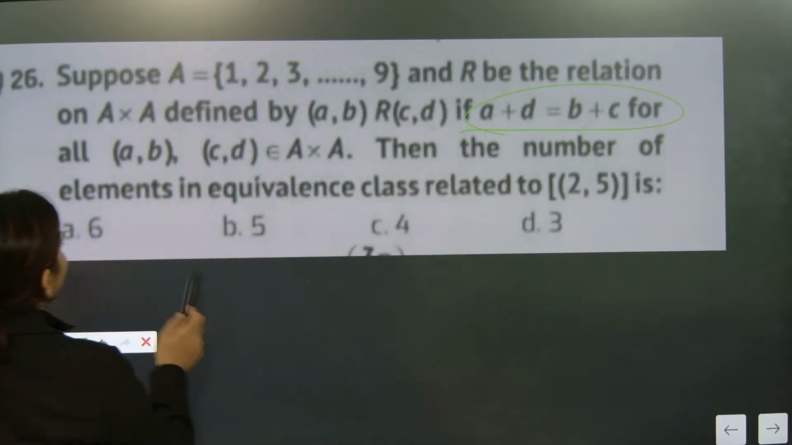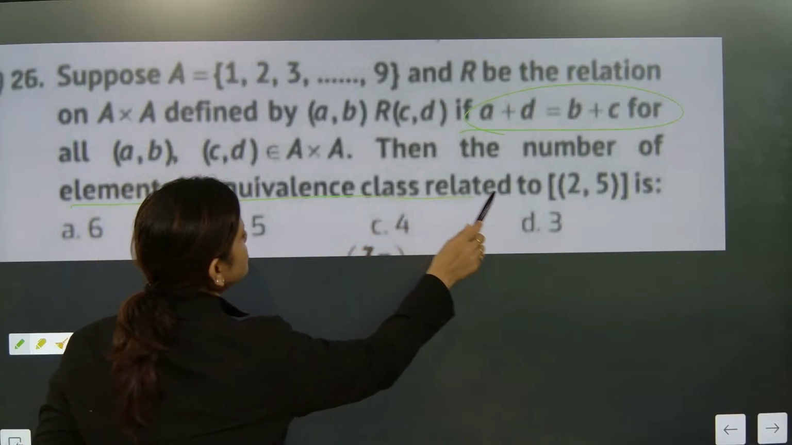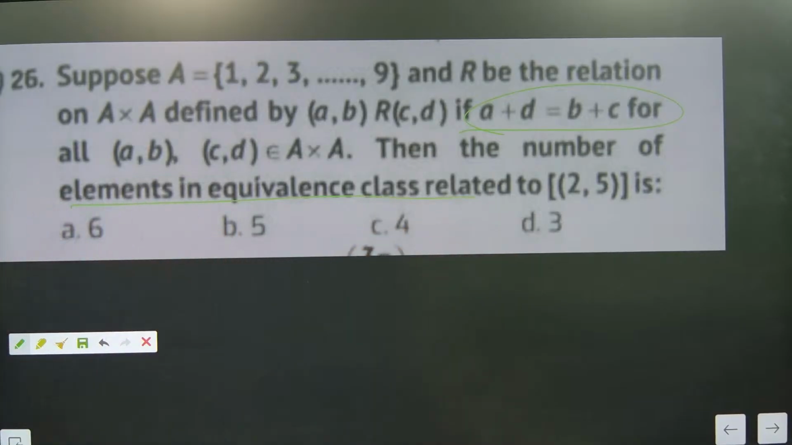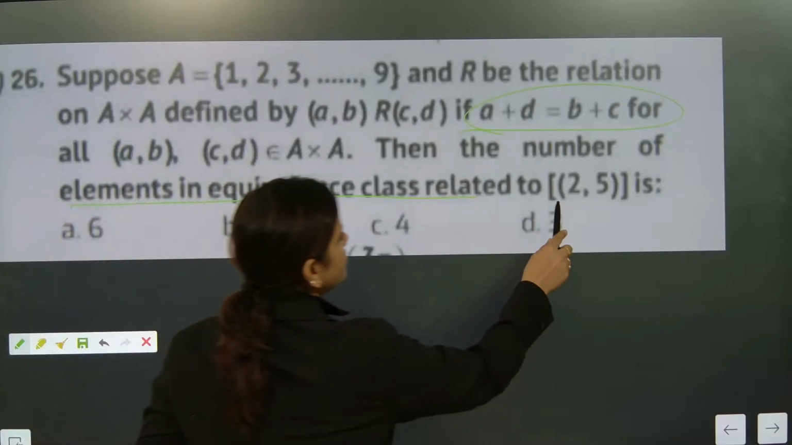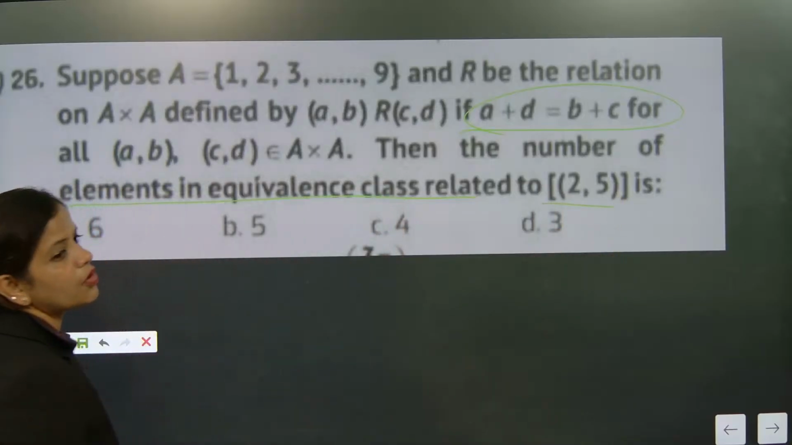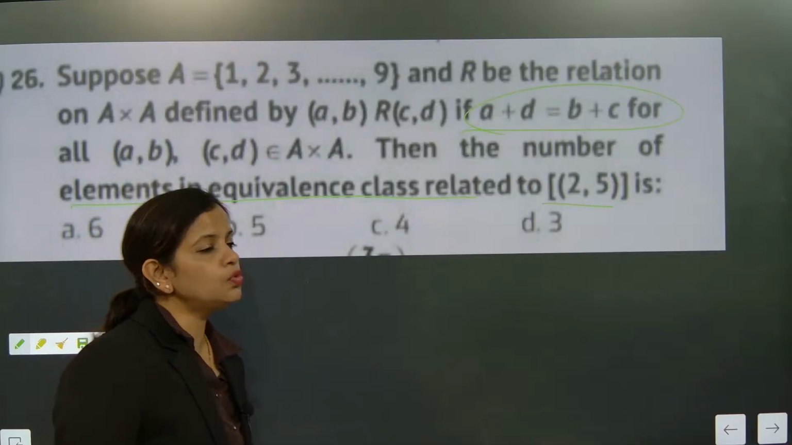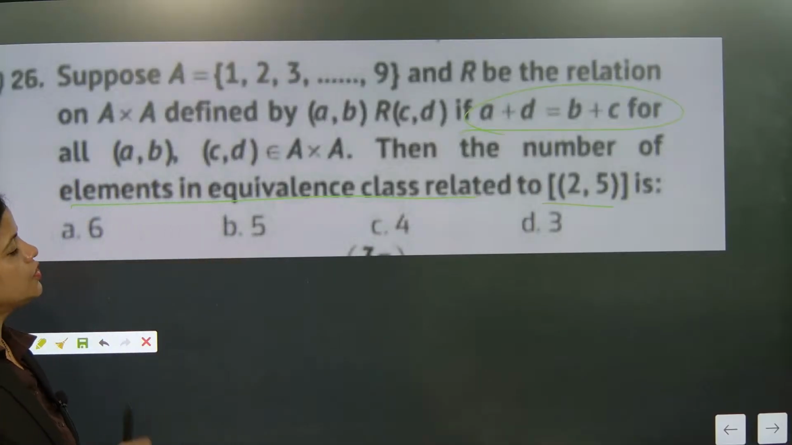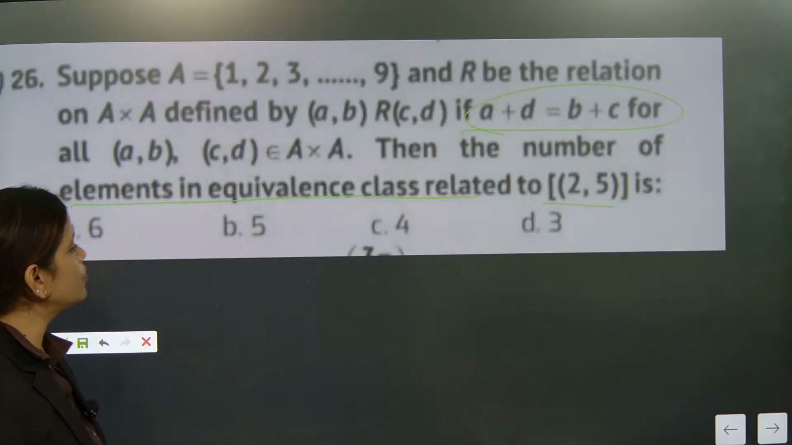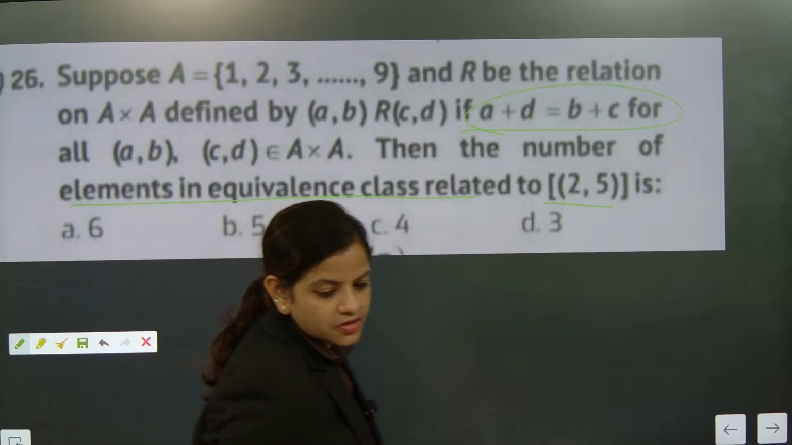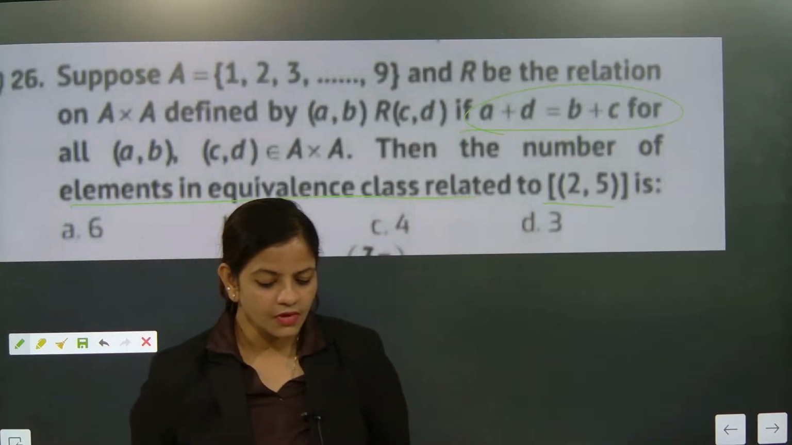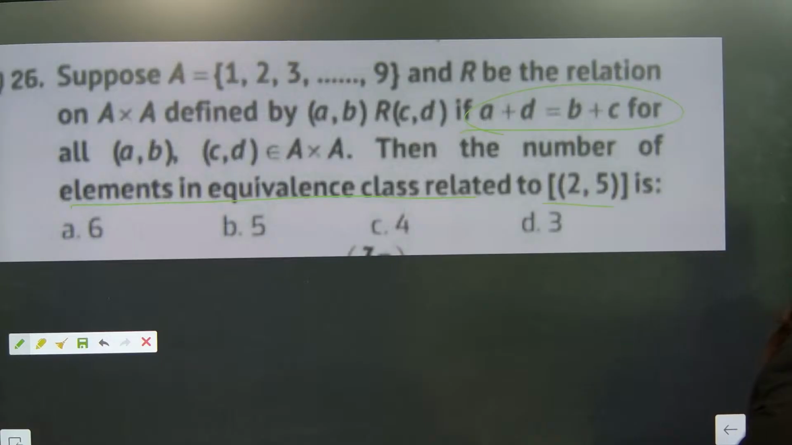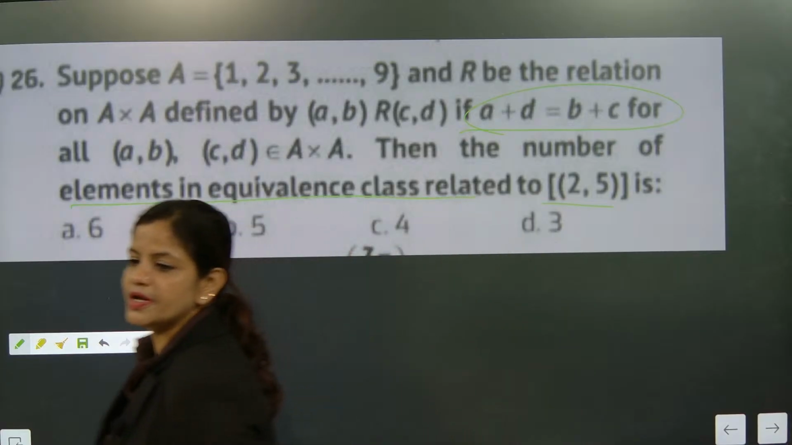Now what they are telling is that the number of elements in the equivalence class is related to 2, 5. This is a typical question. How many elements are possible in the equivalence class of 2, 5? Come on, go for it and start solving the question. Try this one out. Understand how many elements are possible with that.